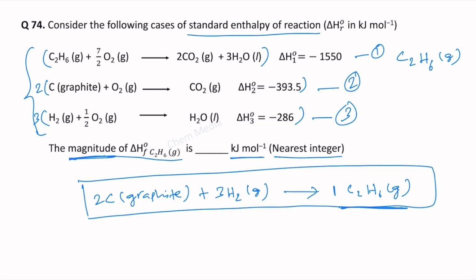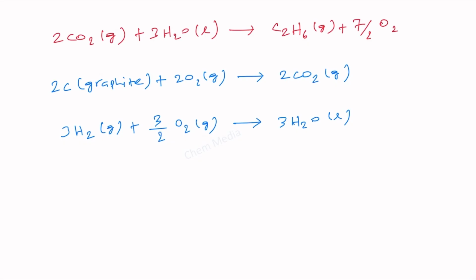So if we bring it to the product side, what will happen to delta H1? Delta H1 naught will become minus delta H1 naught, because if we are converting reactants into products and products into reactants, then we need to change the sign. Let me put it this way. So we have multiplied with all the factors.